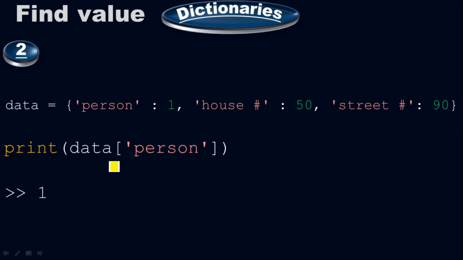Now, when I take the print of data and then close bracket and then the person, which is the first value, it will return this value for the person. It will only return the value for the person. That's how we can find the value of a dictionary by taking the print of this expression.